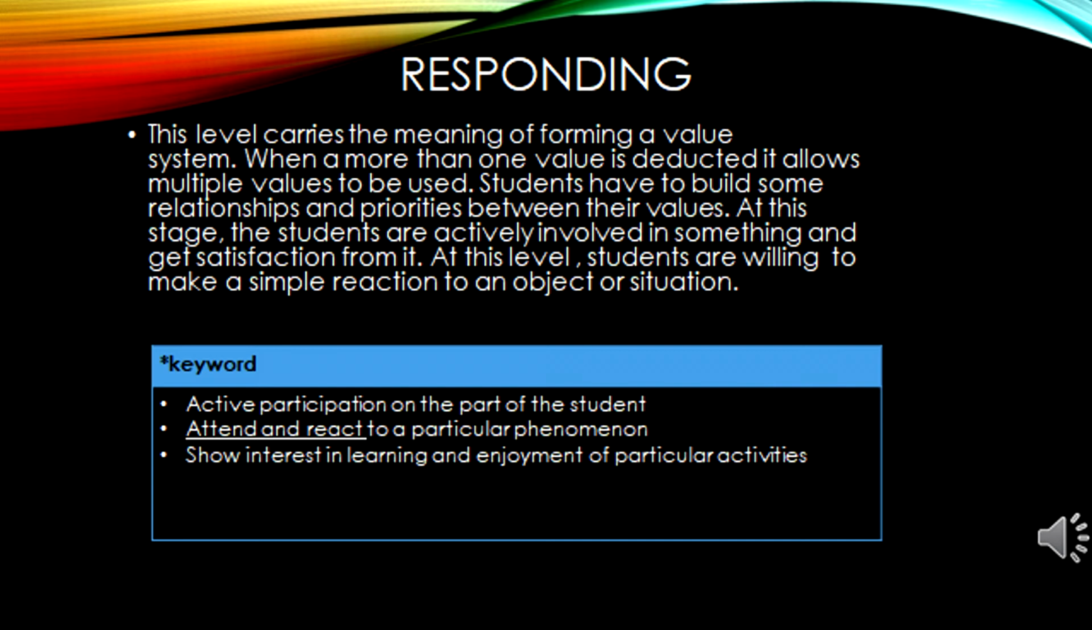Next is the responding level. The responding level is the second level in the affective domain. This level carries the meaning of forming a value system. When more than one value is involved, it allows multiple values to be used. Students have to build some relationship and priorities between their values. At this stage, the students are actively involved in something and get satisfaction from it. At this level, students are willing to make a simple reaction to an object or situation.